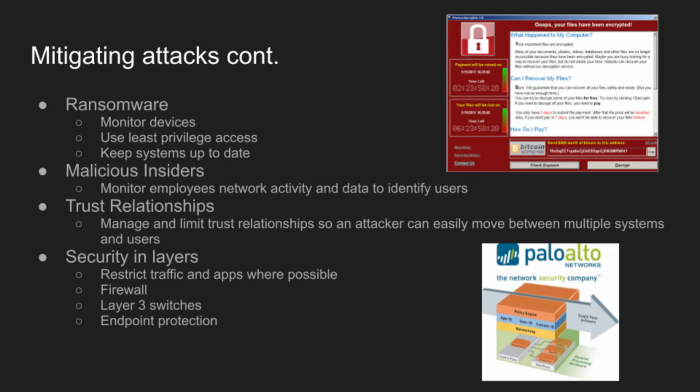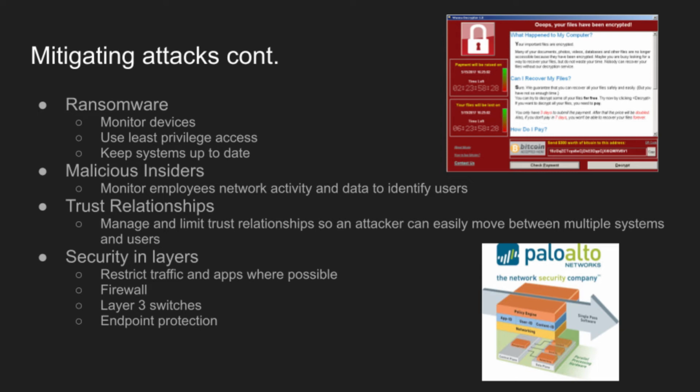Continuing on, we have also ransomware attacks. To mitigate these, you mainly want to look at monitoring your devices, using least privilege access, and keeping systems up to date. So for monitoring devices, you want to make sure that if a device were to be affected by a ransomware attack, that you can isolate it from the network and not let it propagate any further. And you also want to use least privilege access so that way a user can't accidentally install this in the first place, and then keep the systems up to date.